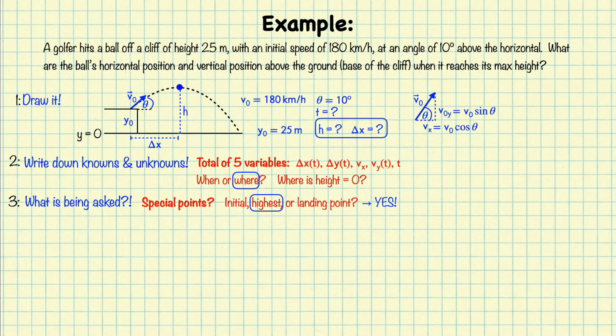And what characterizes highest point problems? The y velocity is 0. This should be automatic. Anytime you see a problem involving the highest point, you should immediately go Vy equals 0.